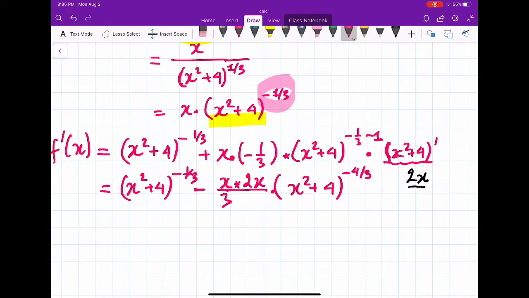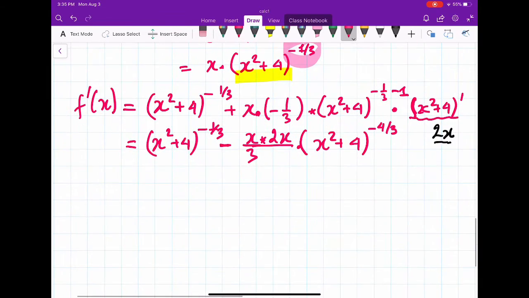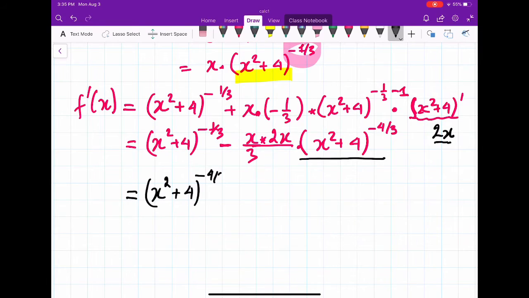Okay, now how to simplify this? How to make this more beautiful? You might convert back to the radical function, right? But for such a function, there is a very nice approach. Look at this. Now I will factor x squared plus 4 to the negative 4/3 out. So if I take this out, right? x squared plus 4 to the negative 4/3 out.